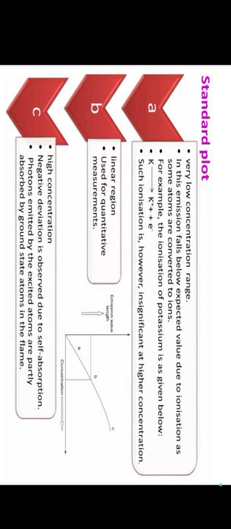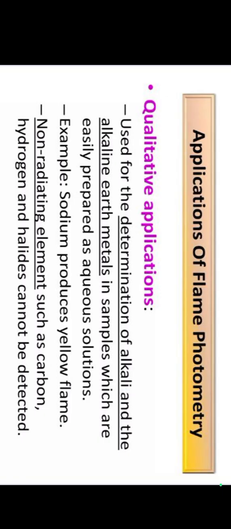Next we see the applications of flame photometry. First one, qualitative application. In this application we use flame photometry for the determination of alkali and alkaline earth metals in samples. They are easily identified by using flame photometry. Example, sodium produces a yellow flame, which is easily identified by flame photometry. Non-radiating elements such as carbon, hydrogen, halides cannot be detected by flame photometry.